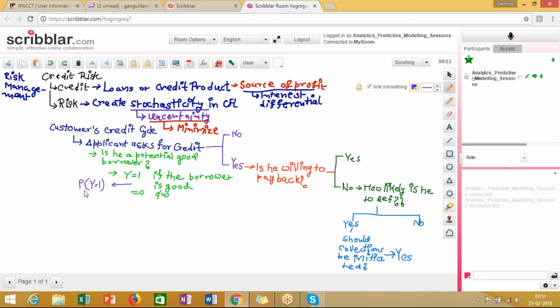When an applicant comes in and asks for a credit product, the first question the bank tries to answer is whether this borrower is a potentially good borrower or a potentially bad borrower. Basically there are two outcomes: y equal to 1 if the borrower is good, and equal to 0 otherwise. This is precisely what the bank tries to answer.